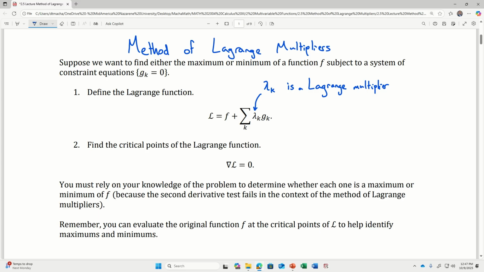So the second derivative test can sometimes, in this case, tell you that you have a saddle point. When you don't have a saddle point, you actually have a maximum or a minimum.